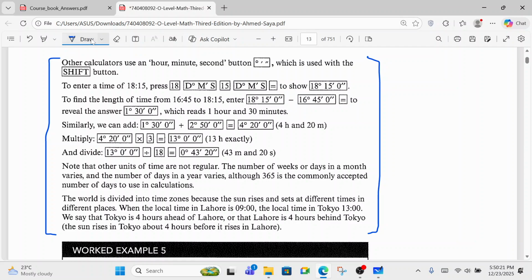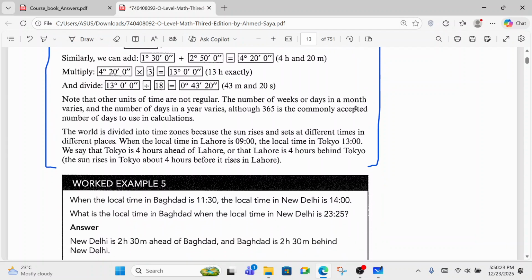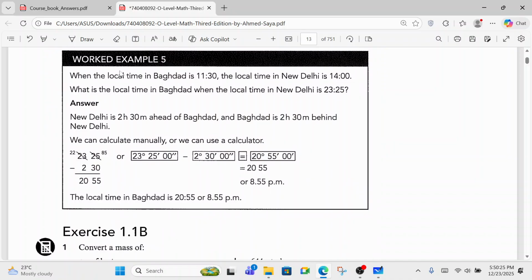But in this video, we won't focus on using a calculator. Instead, we will focus on calculating like this in our future videos, unless the question states to use a calculator.